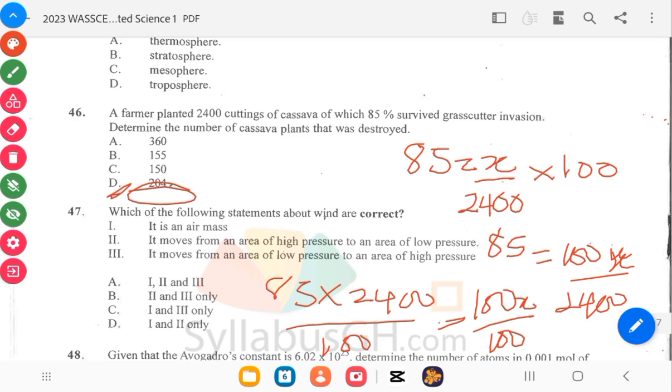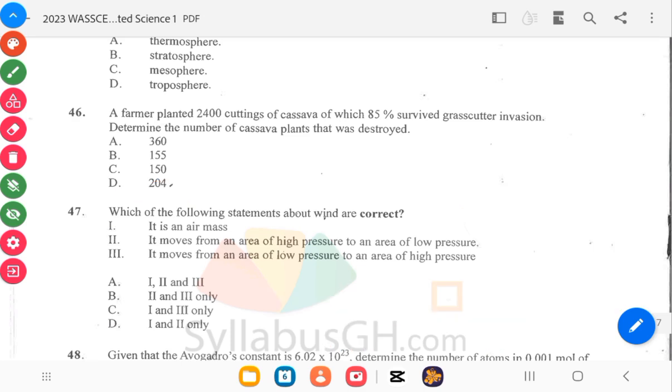So question 47. Which of the following statements about wind are correct? I, wind is an air mass. II, it moves from an area of high pressure to an area of low pressure. III, it moves from an area of low pressure to an area of high pressure. And question 47 is D. The answer is I and II. So we move on.